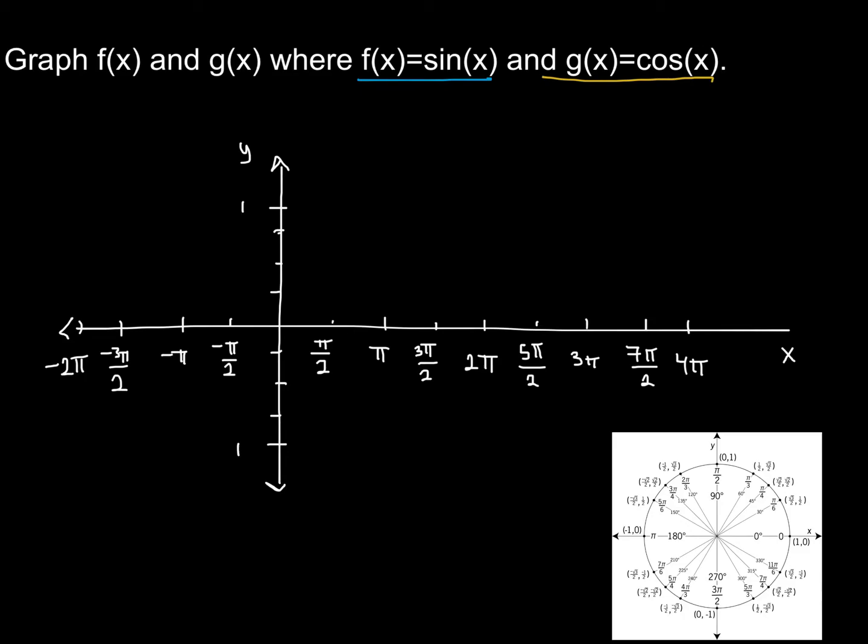And let's just consider sine of 0, when x is 0. Sine of 0 is the y-coordinate at the point where I rotated 0 radians, and so that's going to be 0. Now let's go to pi over 2 for a second. When x is pi over 2, sine of pi over 2 is going to be 1.